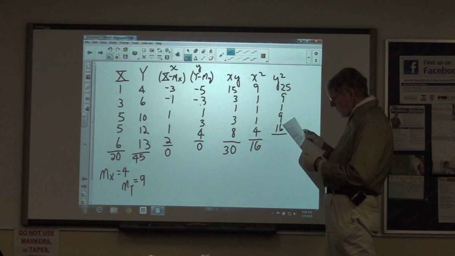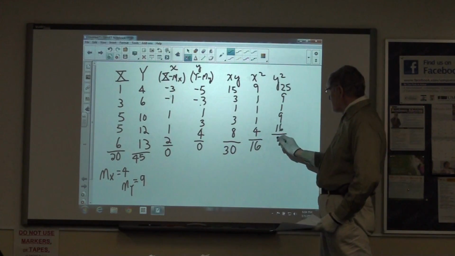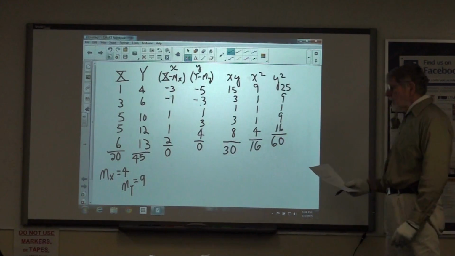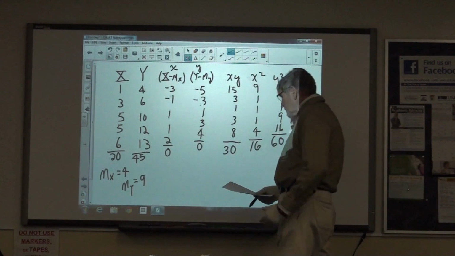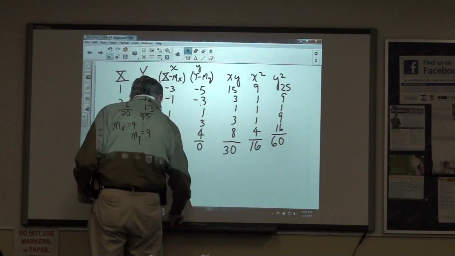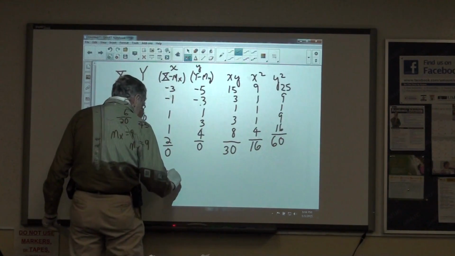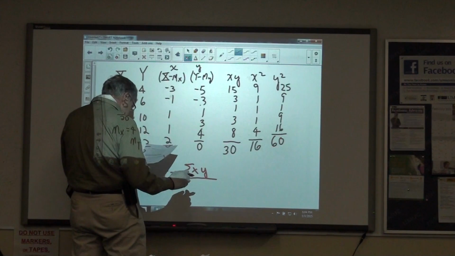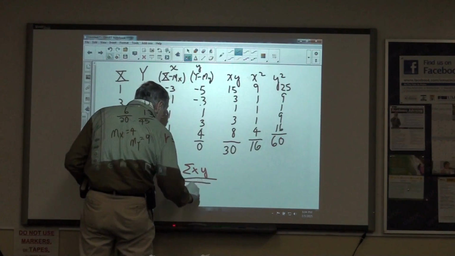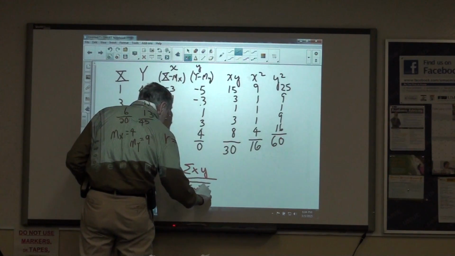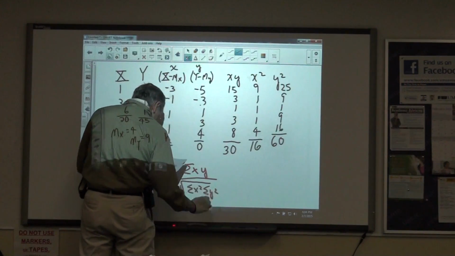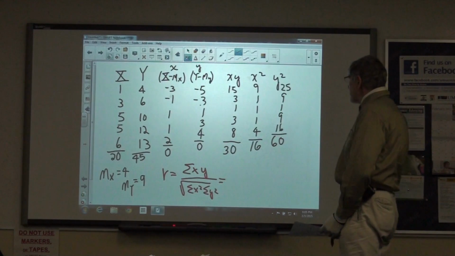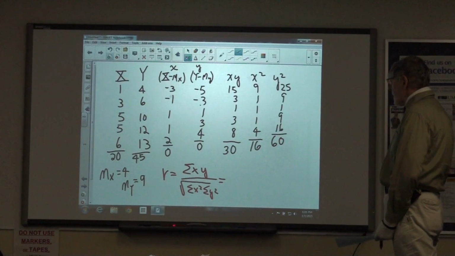And we sum that column and we get 60. Okay. Now that we have our columns in effect, we need to go to the calculation of r. And our r calculation is the sum of xy divided by the square root of the sum of x squared, sum of y squared. So now we just have to put in the numbers.